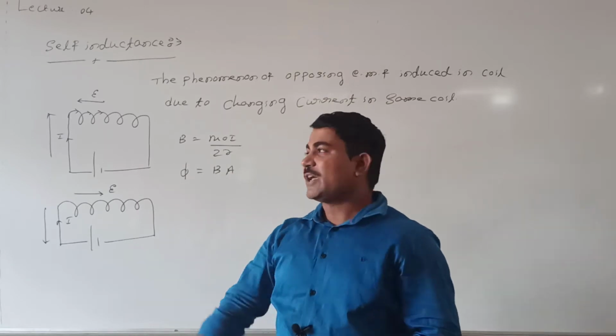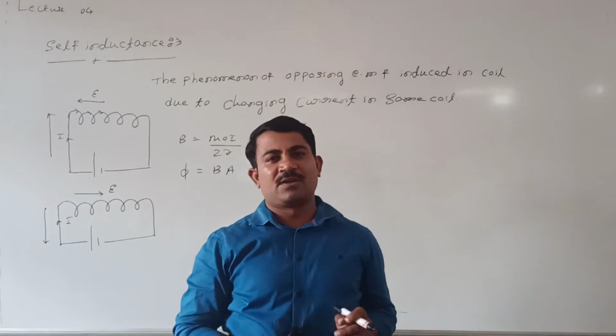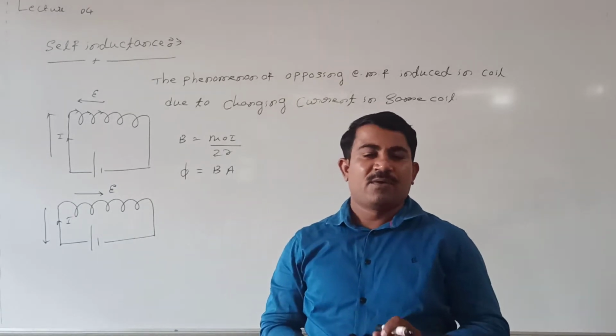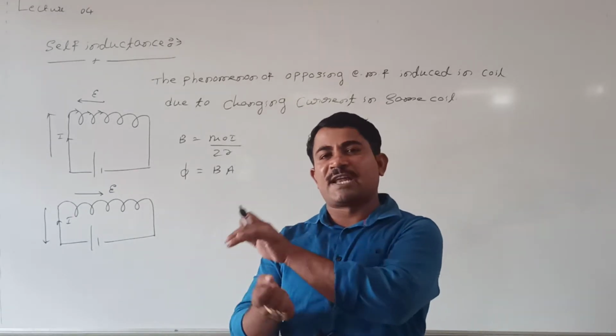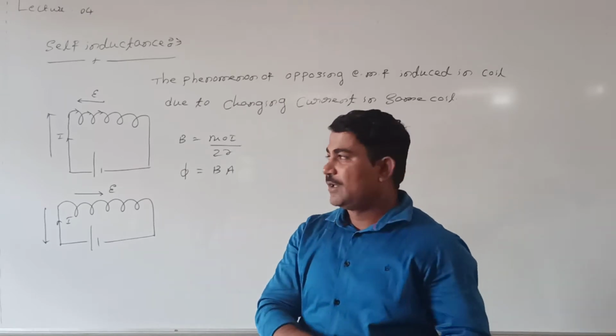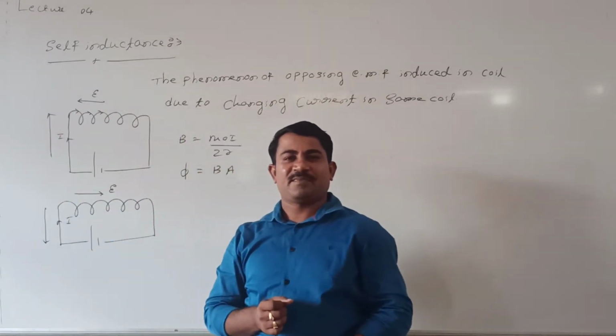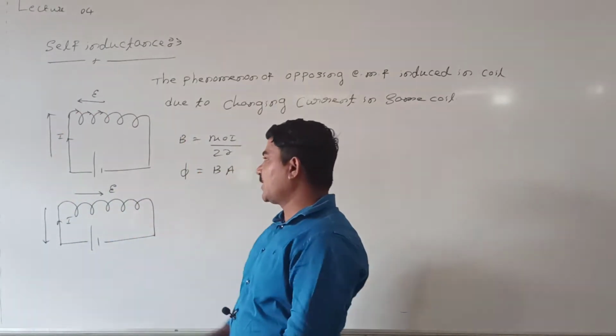EMF can induce. The induced EMF now opposes the growth of this current according to Lenz's law. You know the concept of Lenz's law: the polarity or the direction of induced EMF opposes the change that produces it. This induced EMF opposes the growth of this current. It is one case. In the second case, what will we do?